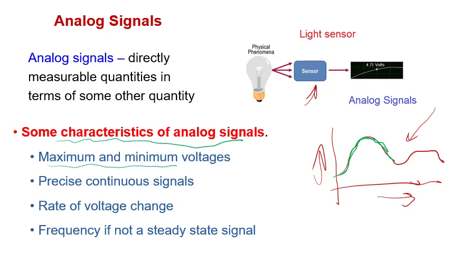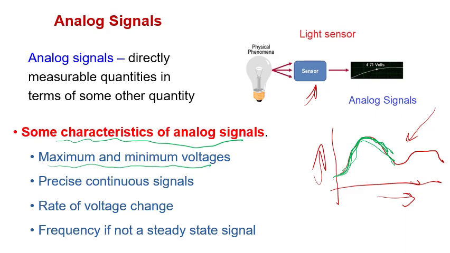It has a maximum and minimum voltage. As I mentioned just now, the data, meaning the light by itself, is stored in the magnitude of the voltage. It is a precise, continuous signal. Continuous, it's not going to stop at any time. If it stops, it means the input signal is not there. That's what it means to us.